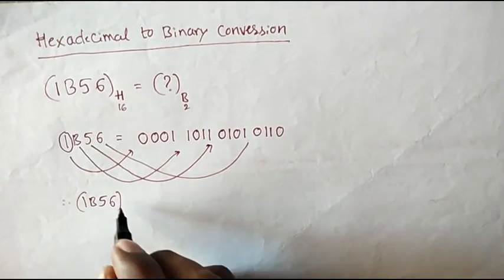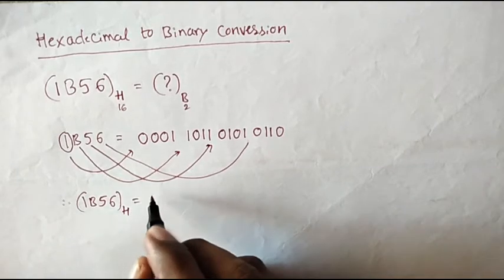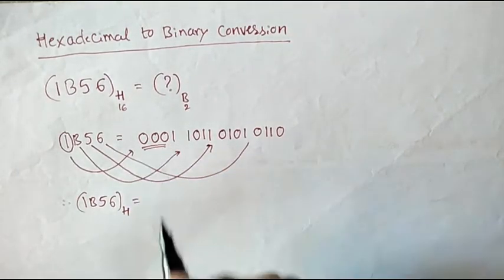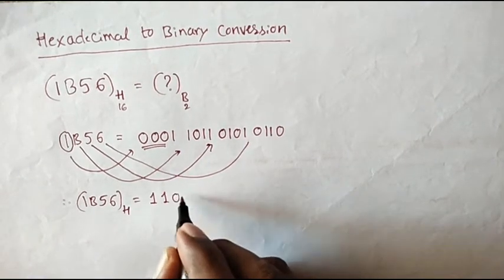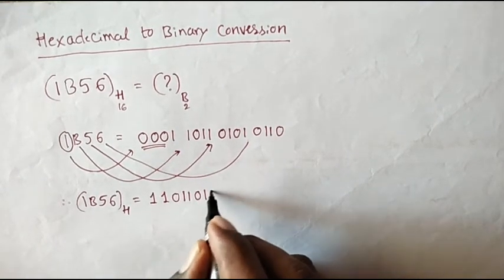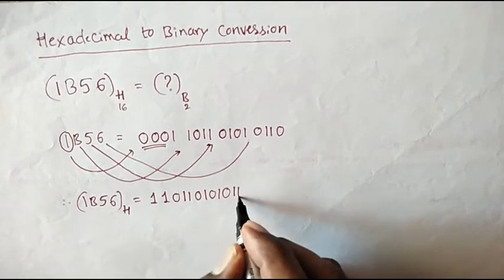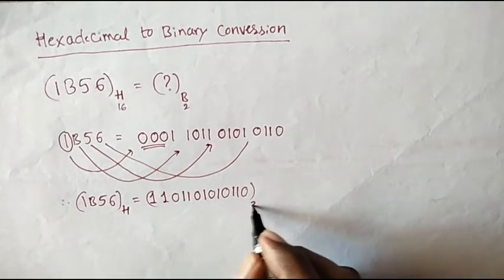Therefore, 1B56 in hexadecimal is equivalent to, we can ignore the beginning zeros, I can write it as 1101101010110, which is in binary.